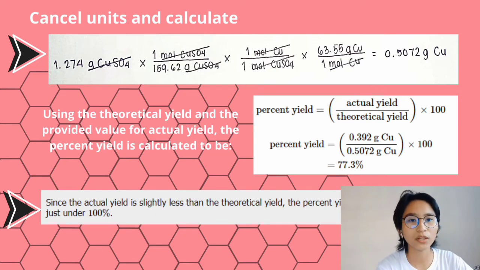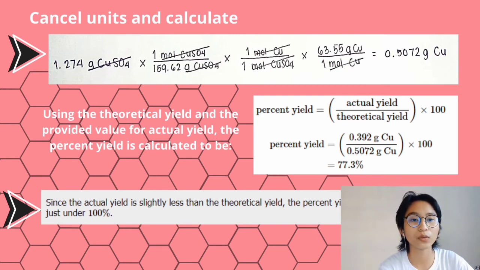We multiply 1.274 grams of copper sulfate to the value of 1 mole of copper sulfate to grams, which is the equation of 1 mole of copper sulfate over 159.52 grams of copper sulfate. Then multiply it to 1 mole of copper over 1 mole of copper sulfate, since that is the number of times that copper and copper sulfate appeared in the equation. And then lastly, we multiply it to the value of 1 mole of copper to grams, which is then seen in the equation as 63.55 grams of copper over 1 mole of copper.